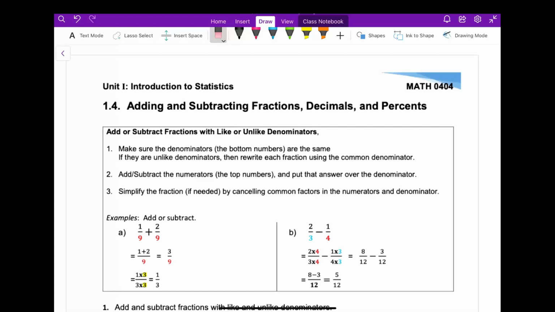Section 1.4, adding and subtracting fractions, decimals, and percents. We'll be going in order, so this section will cover fractions. It says add or subtract fractions with like or unlike denominators. We have two instances, one with like and one with unlike. Let's label them already. So we have like denominator here, and we have an unlike denominator.